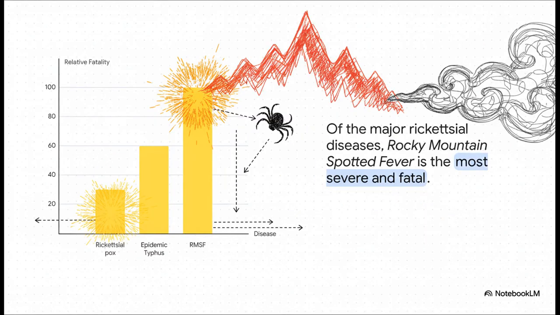Now, when it comes to how dangerous these are, one of them really stands out from the pack. Rocky Mountain spotted fever is by far the most fatal of all the rickettsial diseases. While you've got to treat all of them, this is the one you absolutely cannot afford to miss or delay diagnosing. That's a classic most severe or highest mortality type of question.